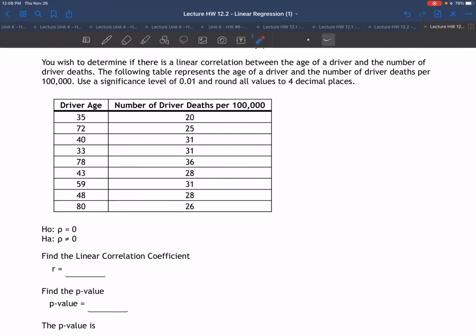This is something that happens a lot in real life, in the information age, the 21st century. People are often wanting to know, is there a linear connection between two things? In this case, driver age and number of deaths. How do you examine that? How do you research that?